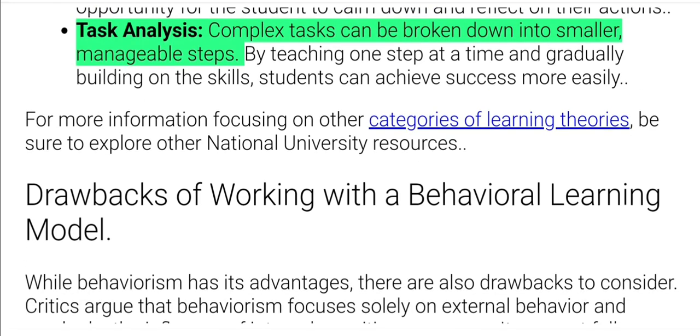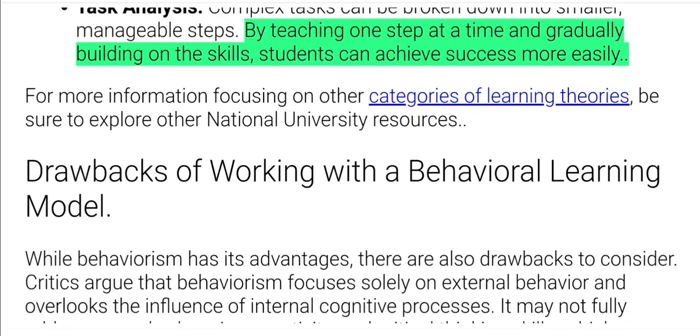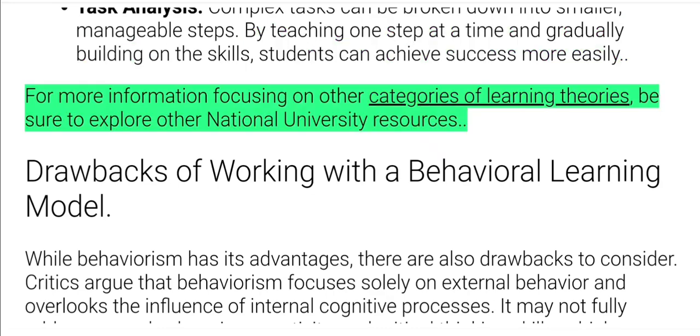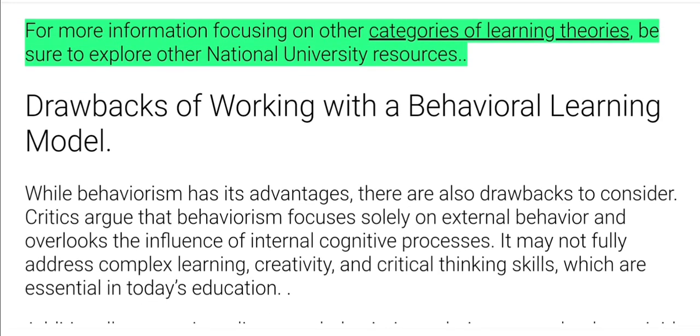Task analysis. Complex tasks can be broken down into smaller, manageable steps. By teaching one step at a time and gradually building on the skills, students can achieve success more easily. For more information focusing on other categories of learning theories, be sure to explore other National University resources.